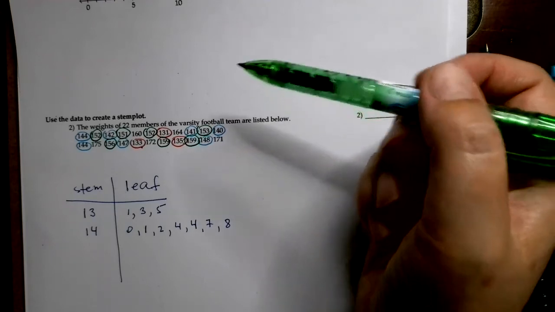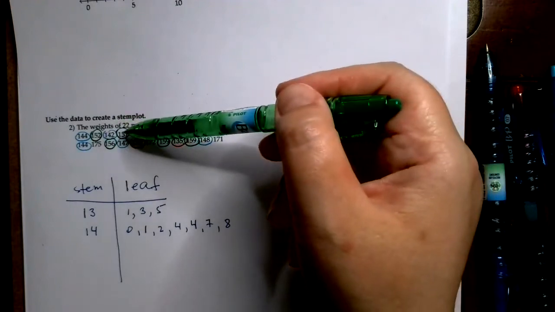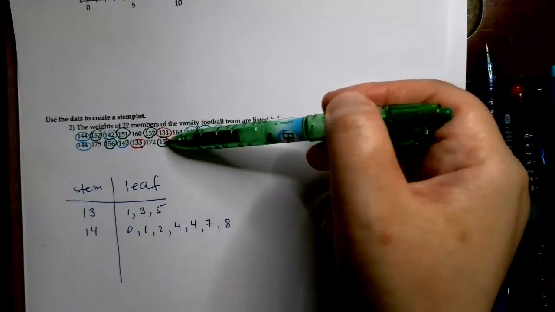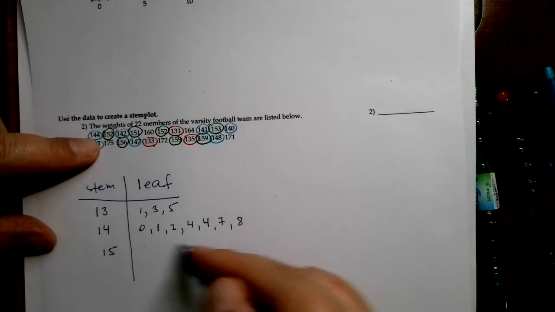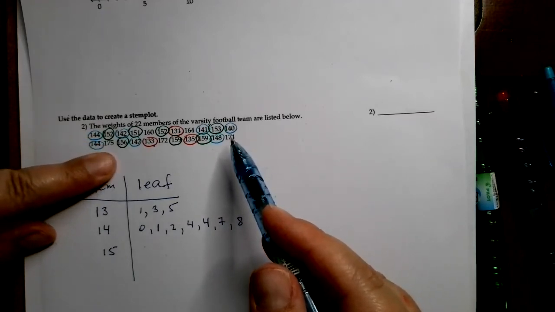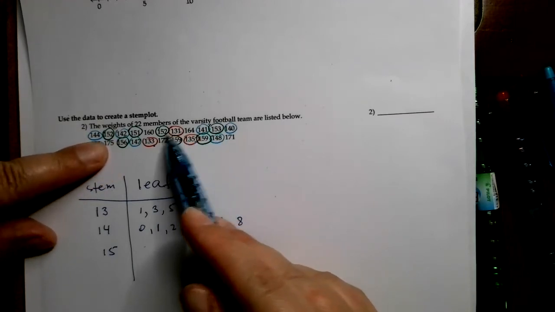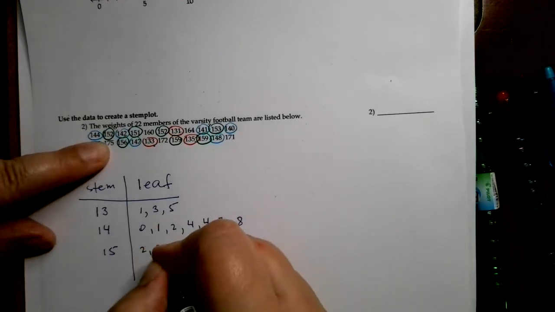Okay, so now I got the values that start with 15, circled in green, and I have 1, 2, 3, 4, 5, 6, 7 of them. So again, I'm gonna put the common part here, 15, and the ending digits in the leaf. What's the smallest one? I think the smallest one is 2, and I have 2 of them, right? 2 and 2.